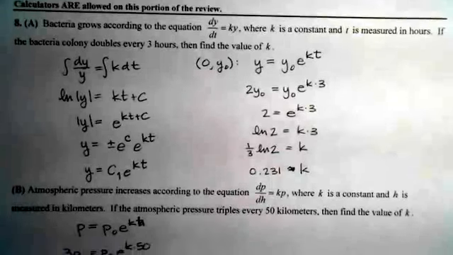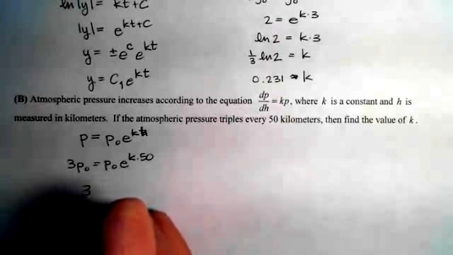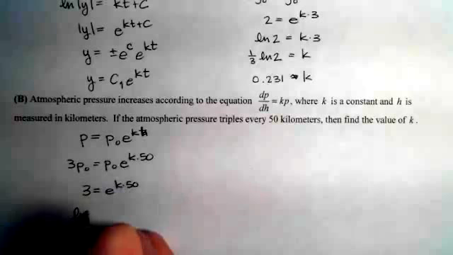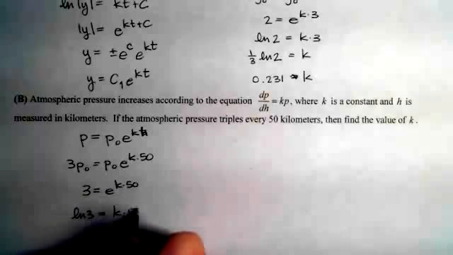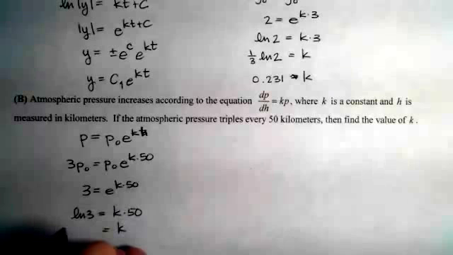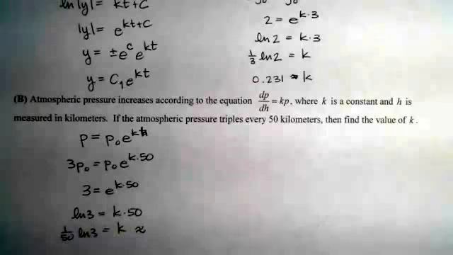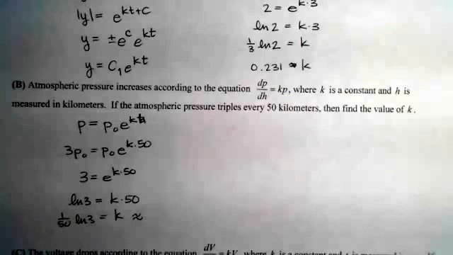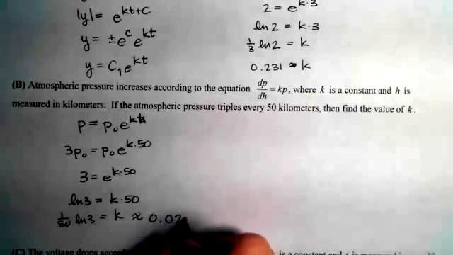So if I want to solve for k, then I will divide by P initial, then I'll log both sides, and then I'll divide by 50, which is approximately 1 divided by 50 times the log of 3, 0.022.